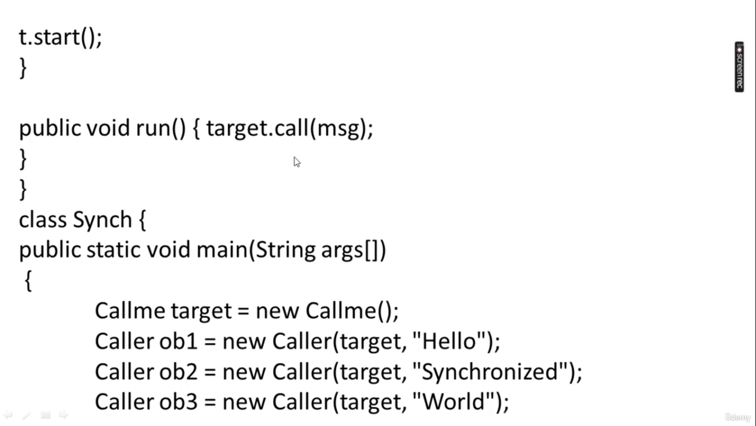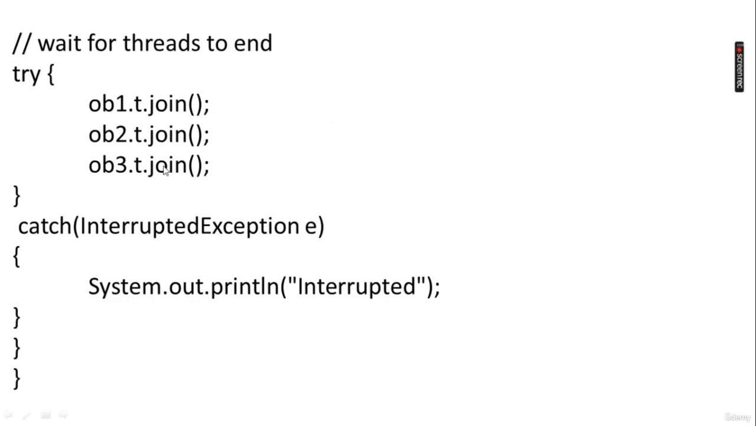Because of that sleep in between, the output will not be printed as we require. Now, what is the output? Caller target is equal to new Caller. First, I have to print hello, then target synchronize, then world, all in square brackets.